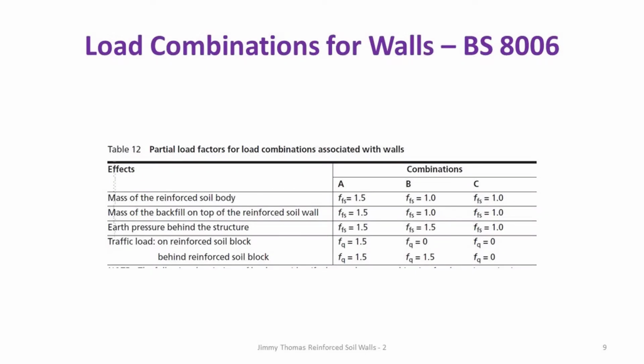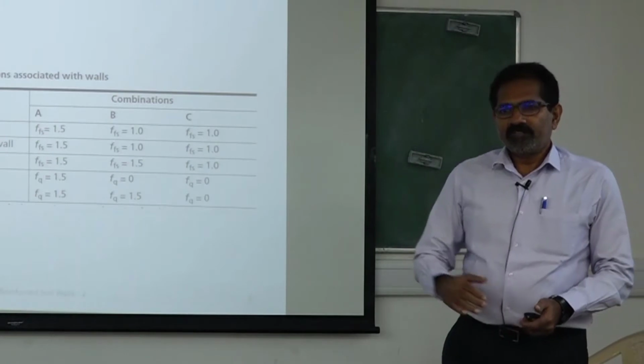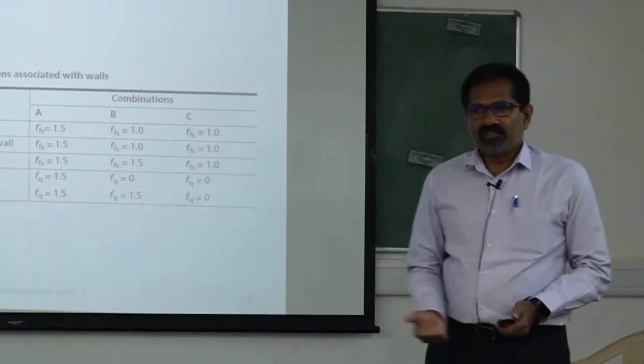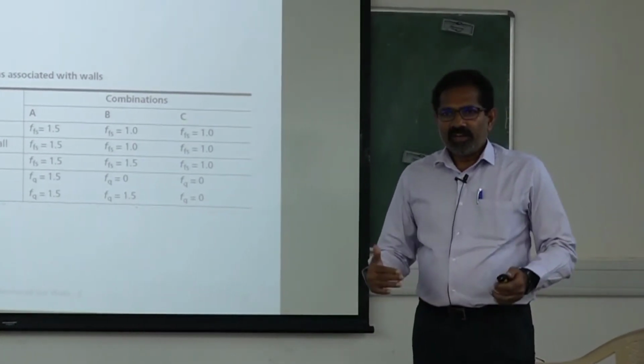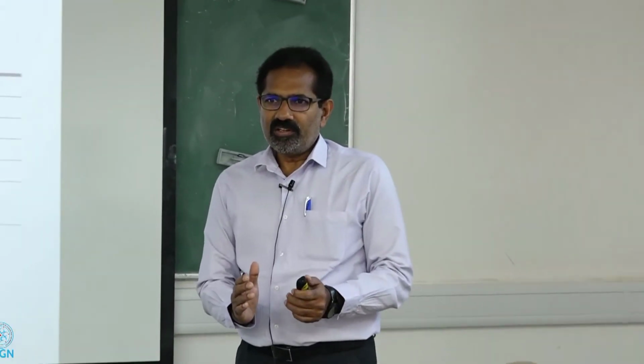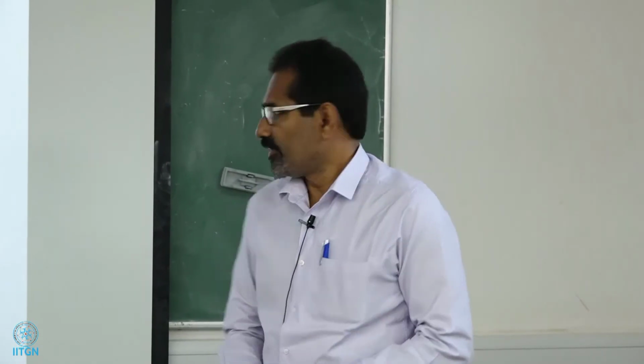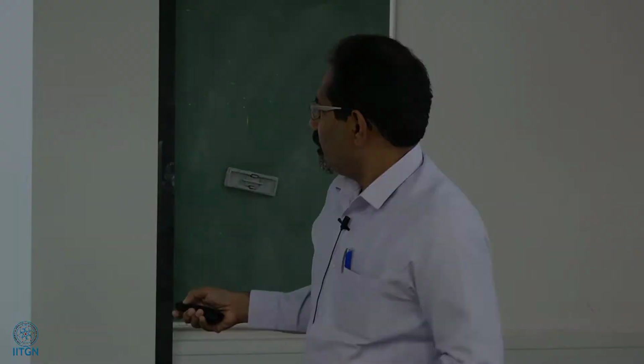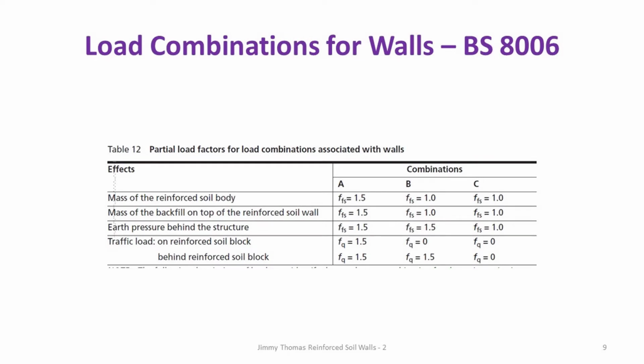So now we come to the reinforced soil walls. If you look at the load combinations for walls like that, there are different loads, like dead loads, live loads, earthquake. They don't act simultaneously, so there are load combinations. Mainly we have to see what is the worst load combination, and this could be different for different things. In the BS code, there are 3 load combinations, A, B, C, and each is given partial factors.